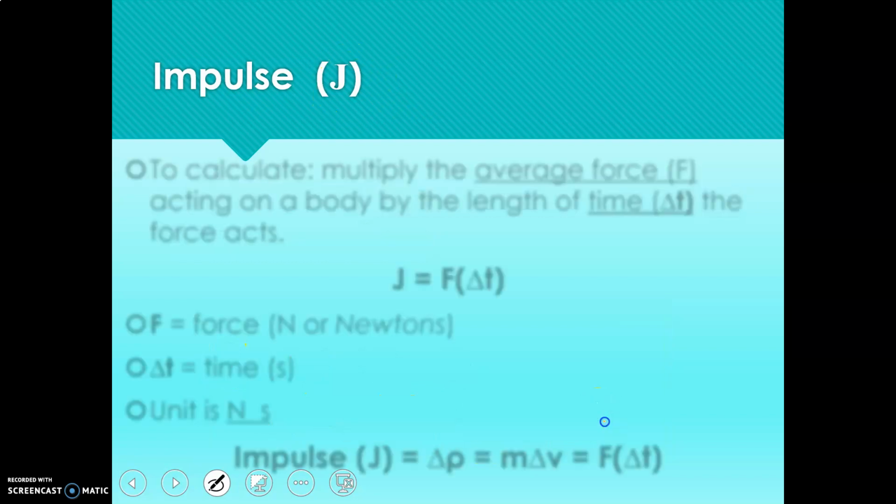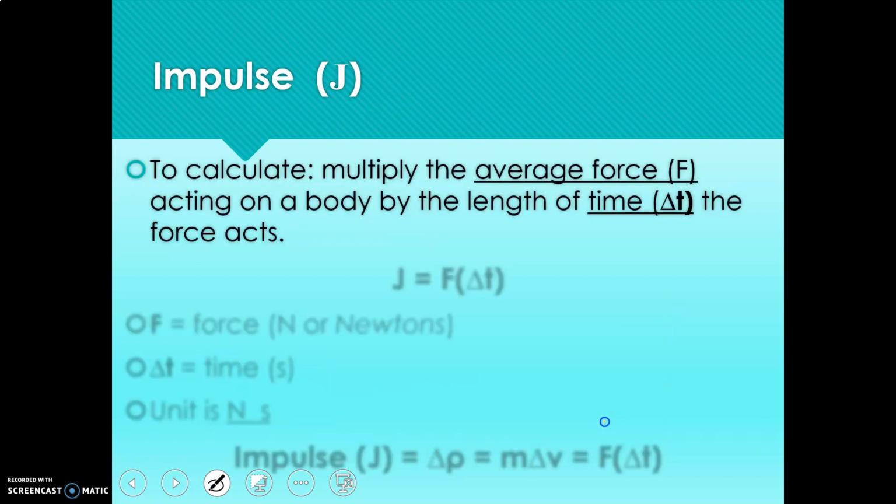All right. So to calculate impulse, you could also do it a different way. So impulse can actually be calculated by multiplying the average force that's acting on the body by the length of time that the force is acting on it.